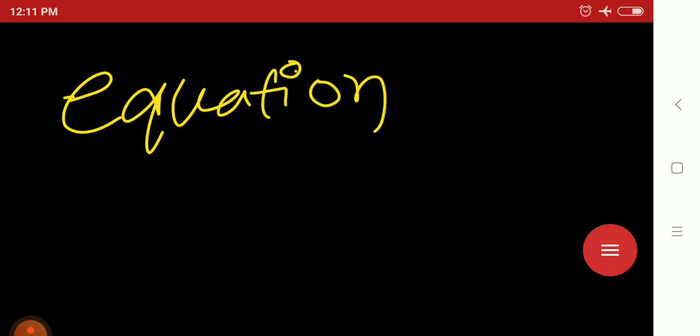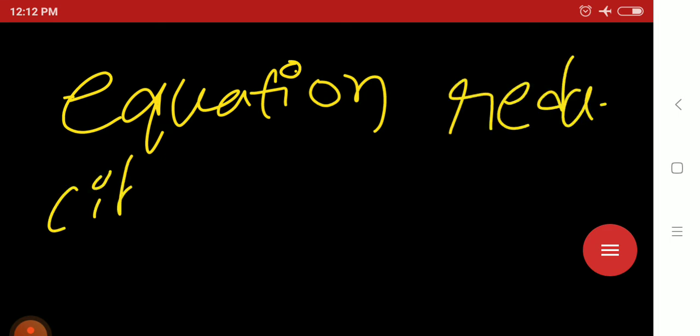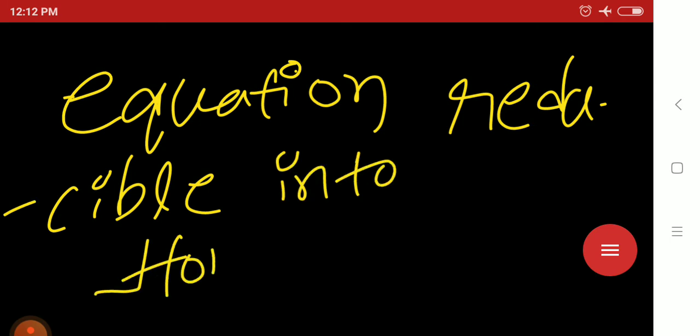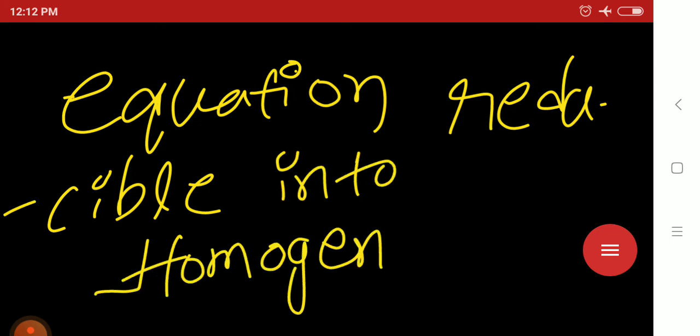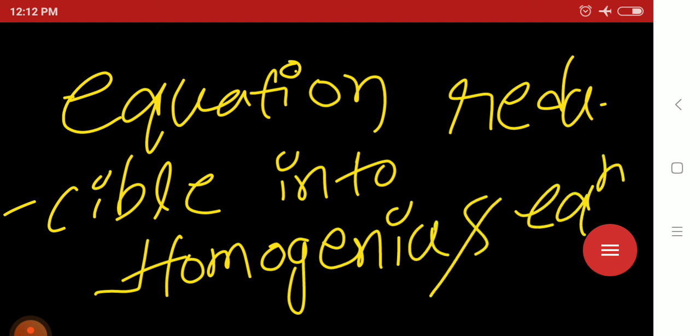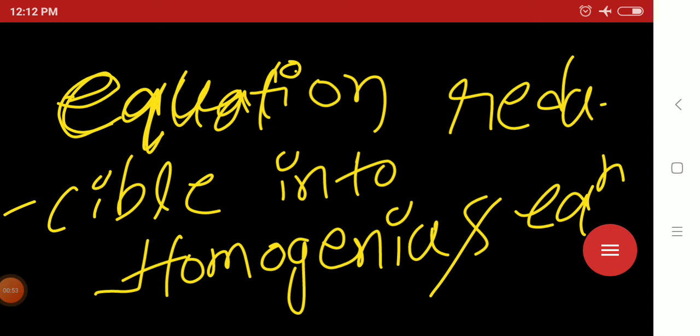equation reducible into homogeneous equation. This kind of differential equation means, firstly, I'm telling you what is homogeneous and what is inhomogeneous. You have to know this. So today our topic is equation reducible to homogeneous equation.